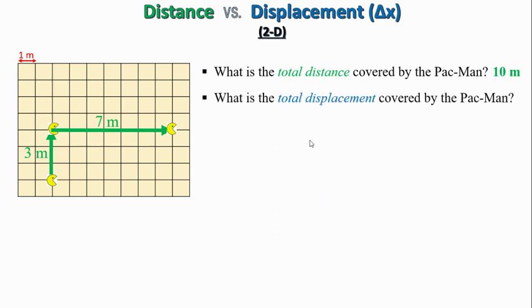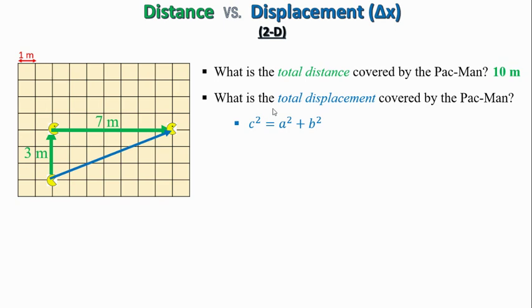All right, so the second one's a little more tricky. It asks for the total displacement covered by Pac-Man. To find displacement, it's essential to understand that it is just the straight line from start to finish. It is independent of the path taken. So you want to just draw an arrow that connects your starting point to your ending position on the grid.